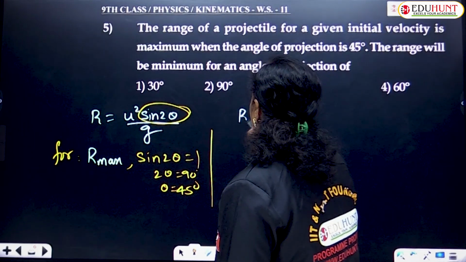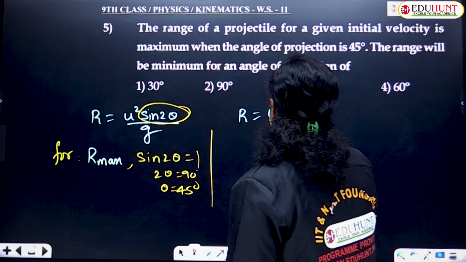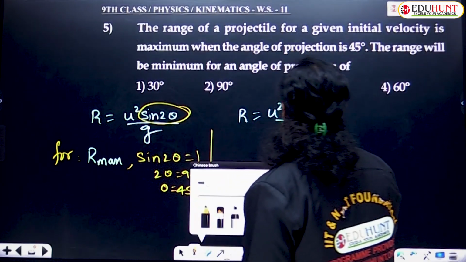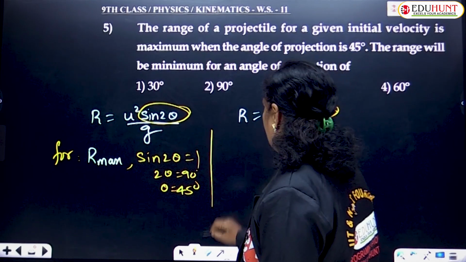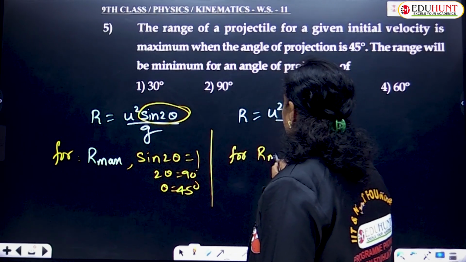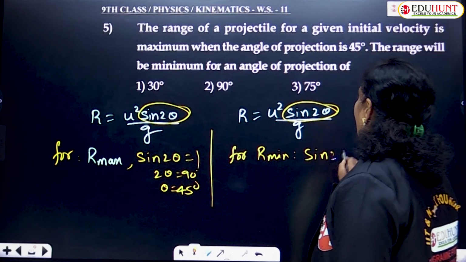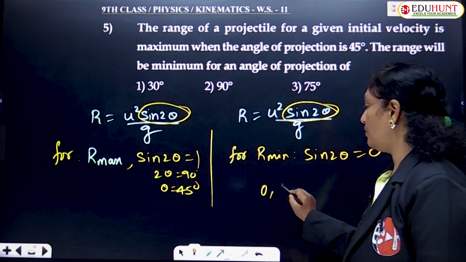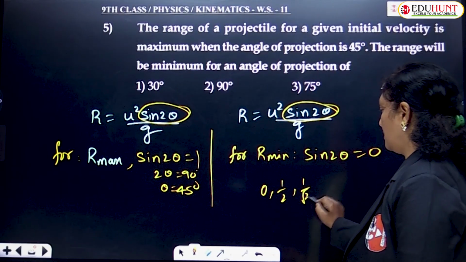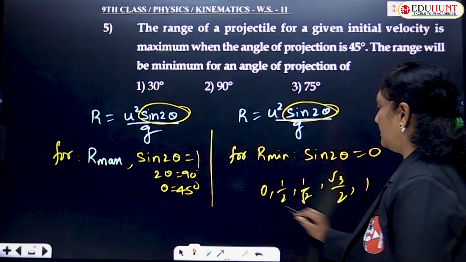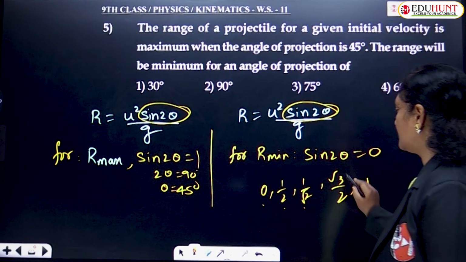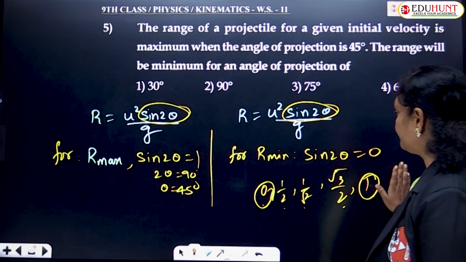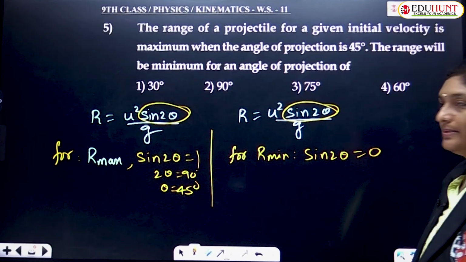To get the minimum value, again we know that r equals u square sine 2 theta by g. To have the minimum value, for r minimum, sine 2 theta must be minimum. We know that for the trigonometric function sine theta, its values range from 0, 1 by 2, 1 by root 2, root 3 by 2 and 1, for 0 degrees, 30 degrees, 45 degrees, 60 degrees and 90 degrees. Minimum is 0 and maximum is 1. That's it. So sine 2 theta must be 0.